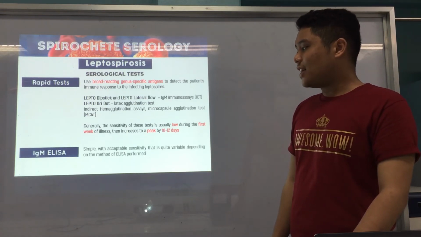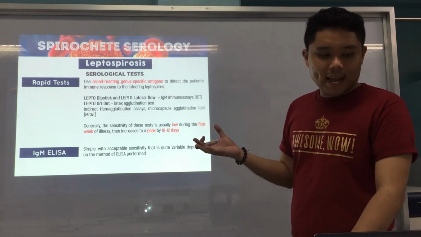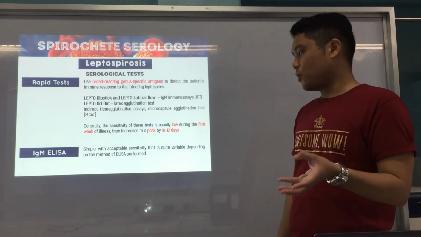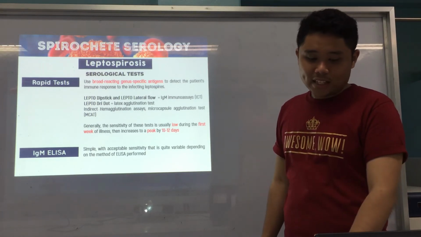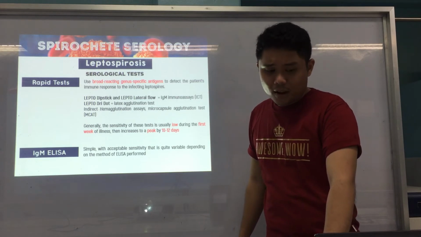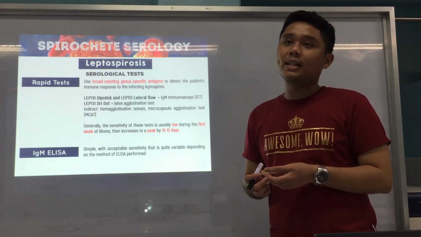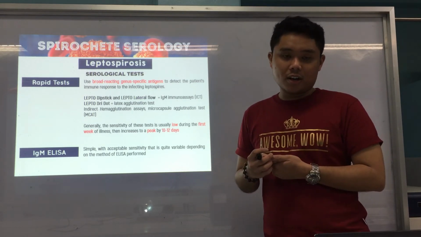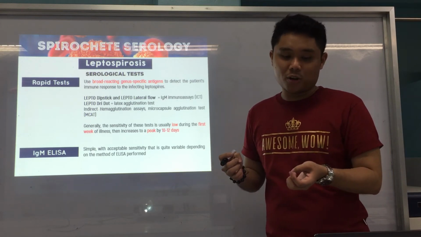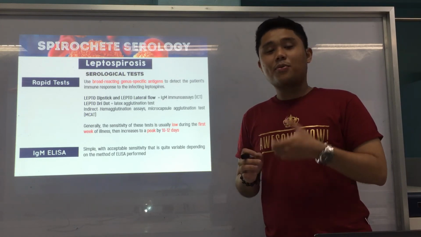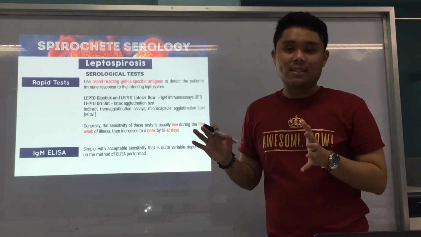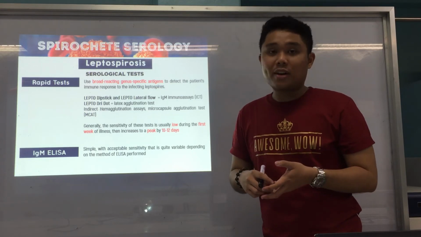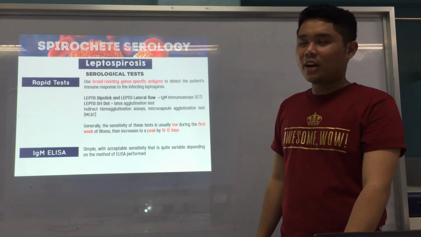And of course, you have IgM ELISA. If you want to really detect IgM, you use ELISA, which has acceptable sensitivity and is simple to perform. IgM detection has been suggested to be more sensitive than the MAT, the microscopic agglutination test, when the specimen is taken in the early part of the illness. But MAT is still the reference method for serological testing for leptospirosis.